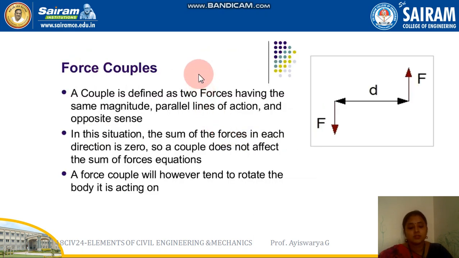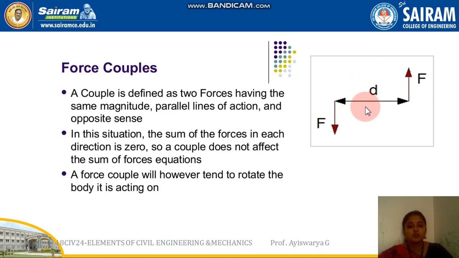Okay, the next topic is force couples. Here in this figure I have given a beam. This beam starts from point A and ends at point B, and the distance between A and B is d. You can see a force at point A and a force at point B, but these two forces are in opposite directions. They have the same magnitude, but they are separated by a definite distance. So this is called a couple.